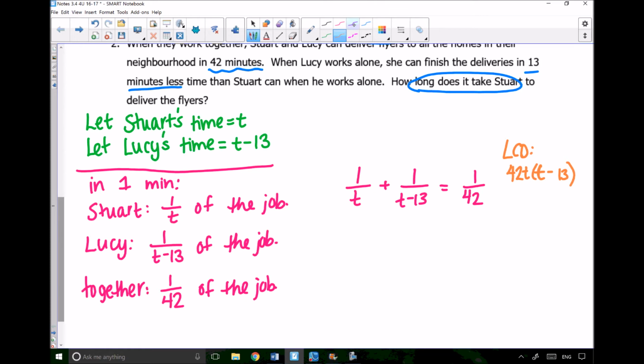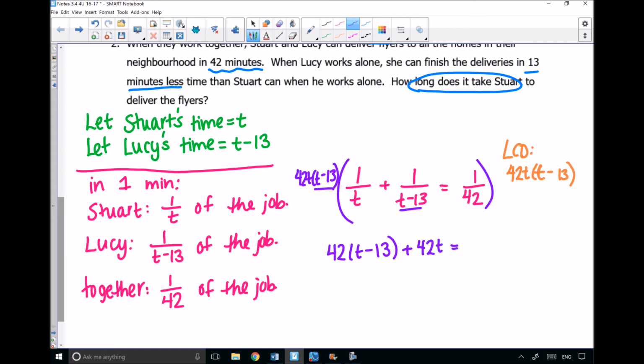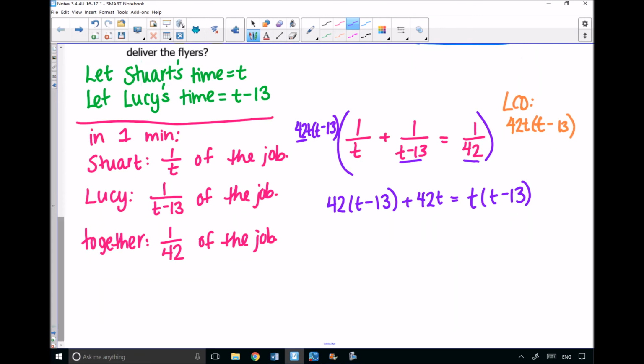So I'm going to multiply everything through by 42t times t minus 13. Well, the t's cancel out right here, so I end up getting 42 times t minus 13 left over for my first term. For the next term, this t minus 13 and this t minus 13 will cancel out, so I've got 42t times 1 left over, or just 42t. And then for my last term, this 42 and this 42 cancel out, so I'm left over with t times t minus 13. Now I have a quadratic equation that I need to solve.